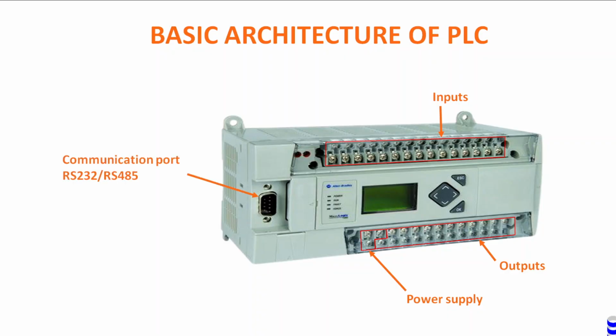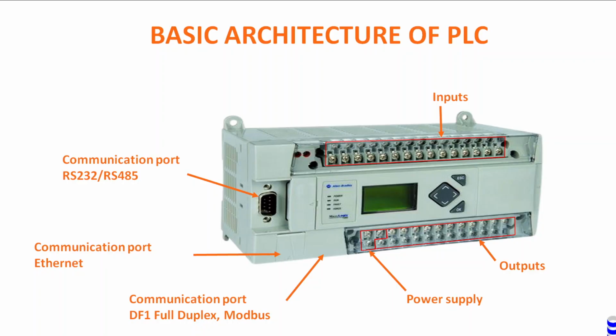Now this is the communication port. This is basically a communication module which can support RS-232 or RS-485 communication to the PLC. Then this is another communication port for Ethernet, and another communication port for DF1 full duplex and Modbus communication. So this PLC supports 3 communication ports, and through these you can download or upload the program to the PLC, and you can communicate this PLC with other networking devices like an HMI and another PLC also.